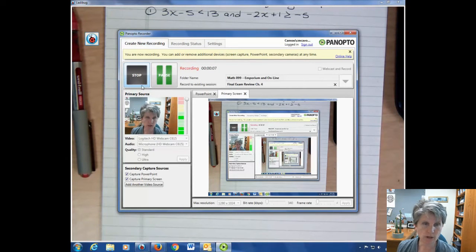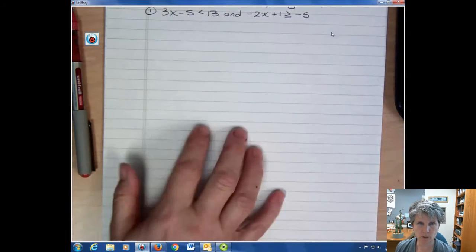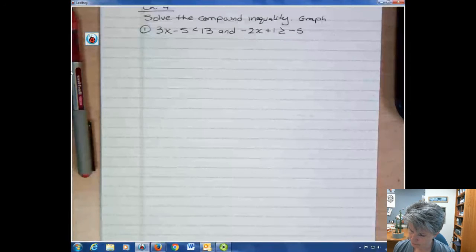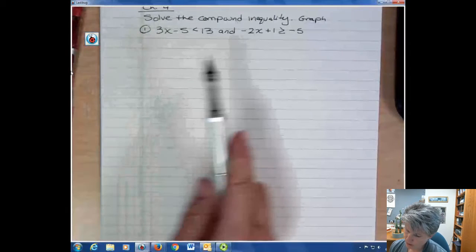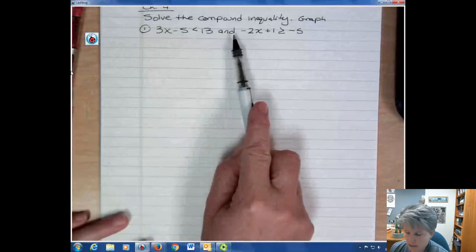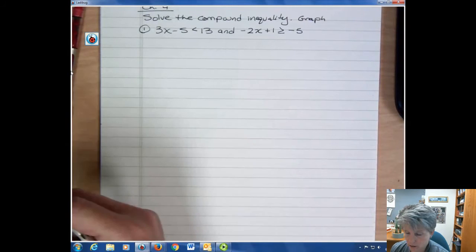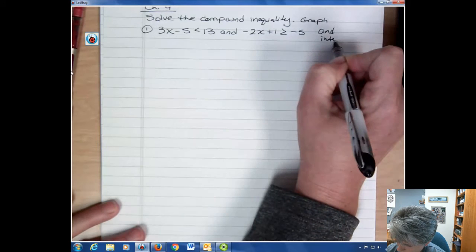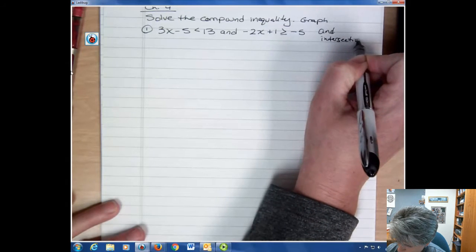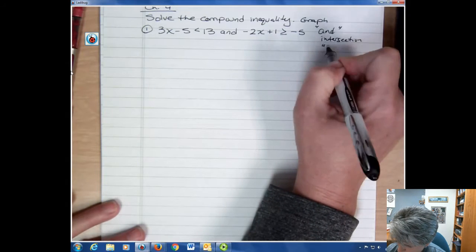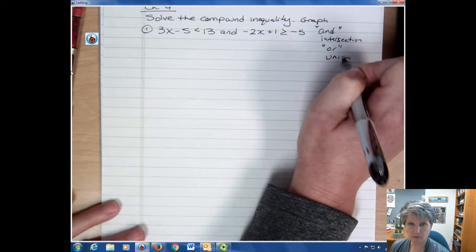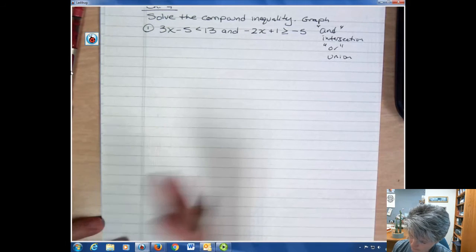I only have one question to show you on this, but I have several things that I want to talk to you about on this one question. This says solve the compound inequality and graph. When you see the word and, it's asking for an intersection. When you see the word or, it's asking for a union. And either one of those could come up on your final. This one happens to be an and.